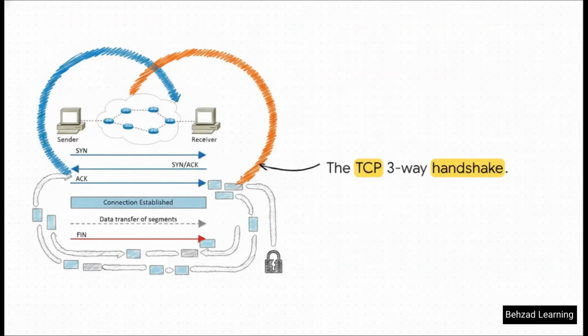Now, to completely guarantee that delivery, TCP has to set up a connection-oriented session first. It does this through what's called a three-way handshake, and this happens before any real data is even sent. The sender essentially reaches out and says, "Hello, I'd like to sync up," using a SYN packet. The receiver replies, "I acknowledge your sync, and here's my sync back," with a SYN/ACK. Finally, the sender acknowledges that, and a virtual circuit is formed. Only then does the actual data start flowing.